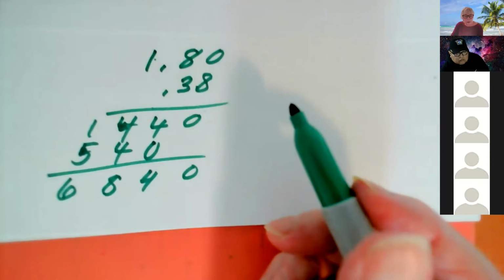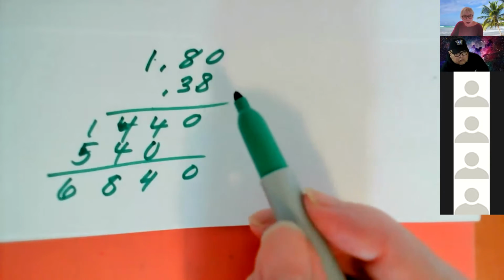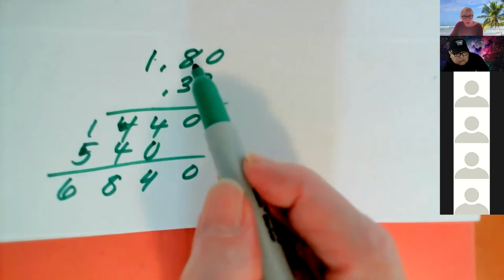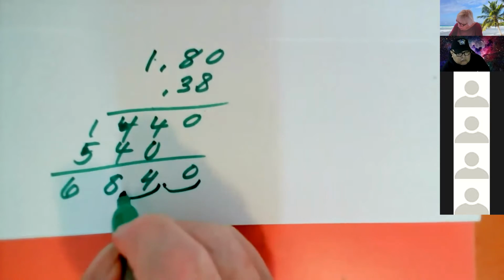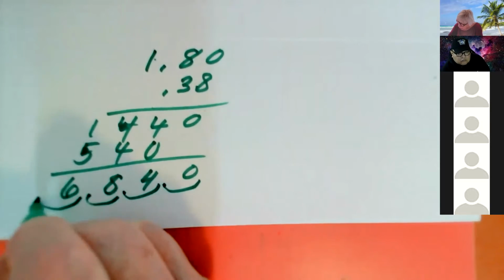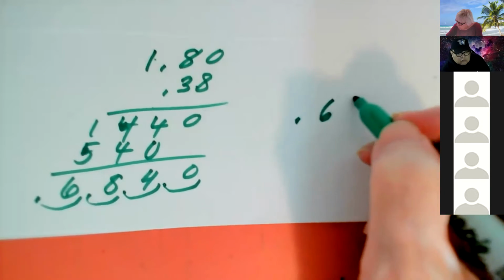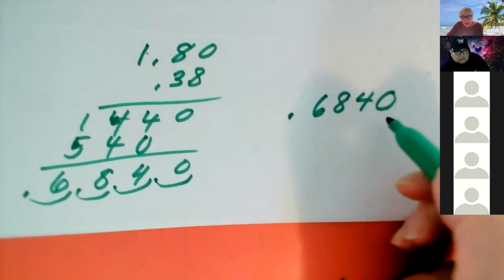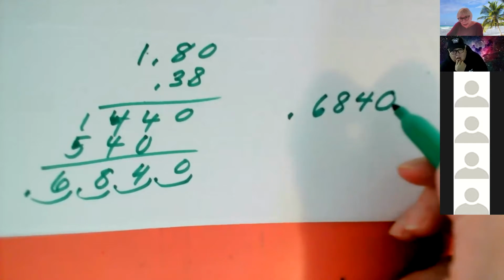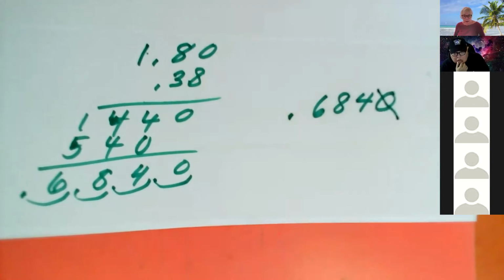Now, I did it kind of quickly, but I did it. 1, 2, 3, 4. 1, 2, 3, 4. I have 0.6840. That 0 at the end is not really needed. It's like reducing it, and so we can remove the 0.